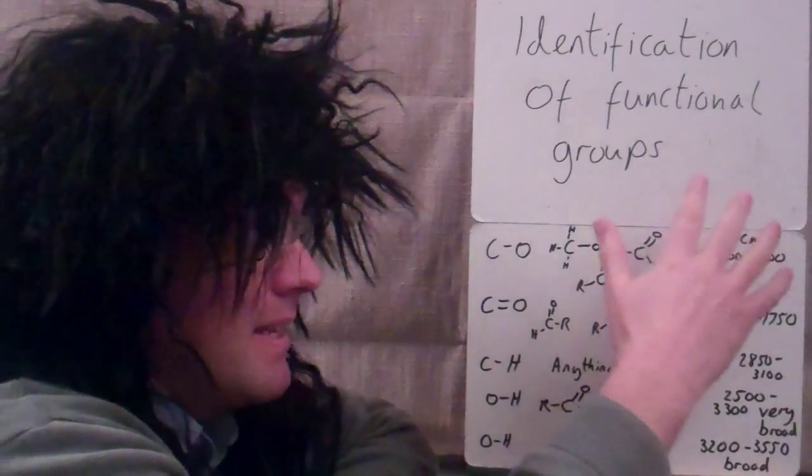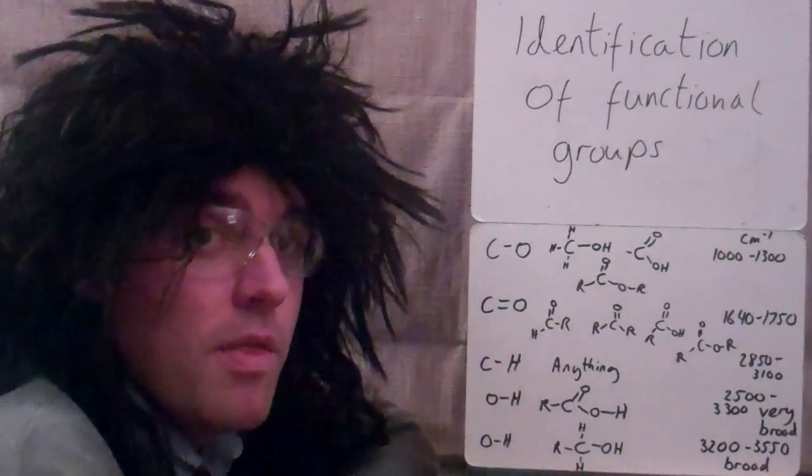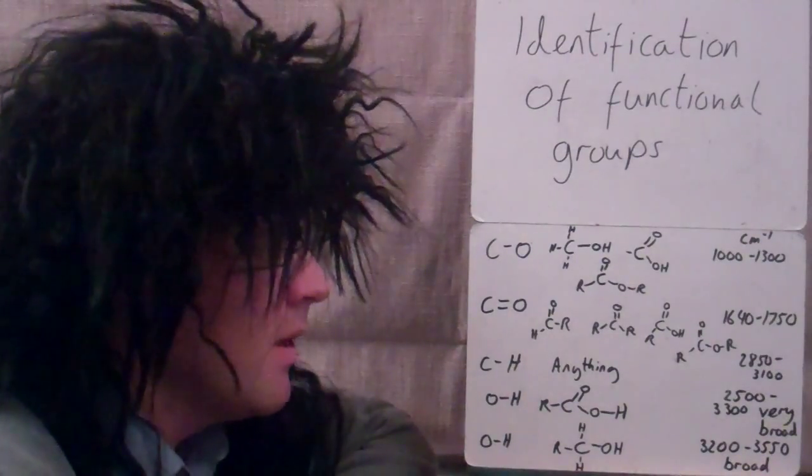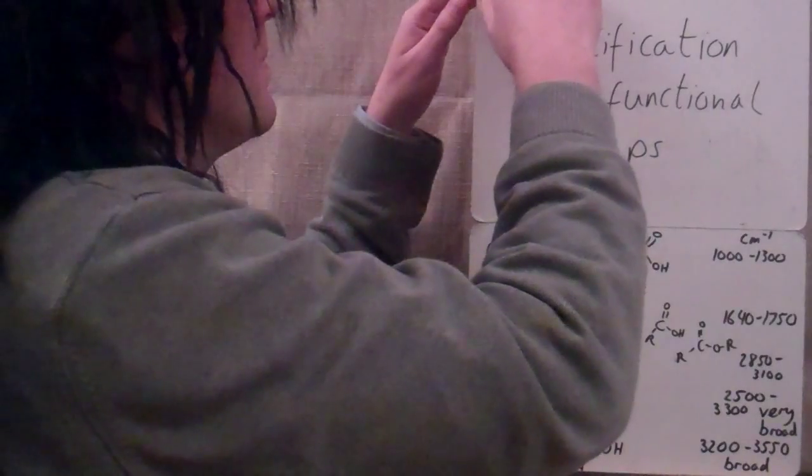You're not expected to remember all these ranges at all. They're always given to you on the back of your periodic table in the exam, on your data sheet. So you've just got to understand how to use them. Right, let's look at an example.